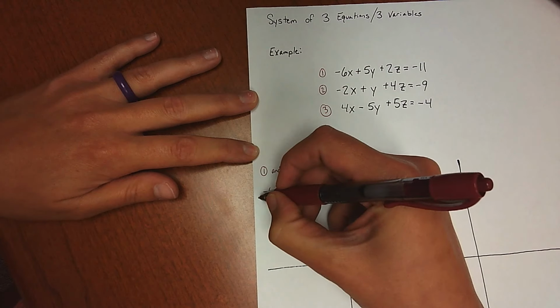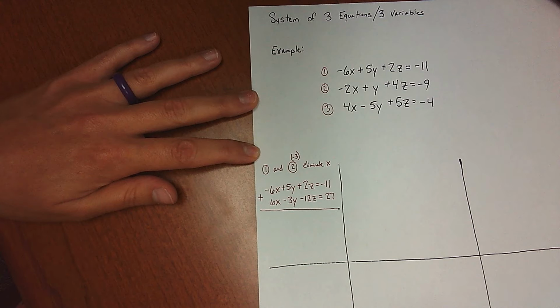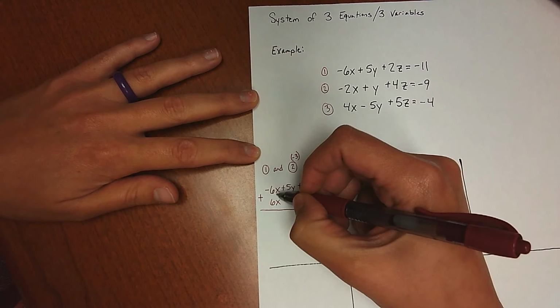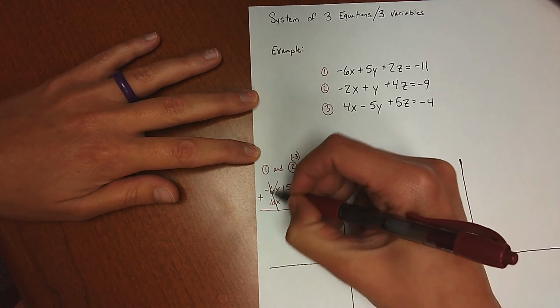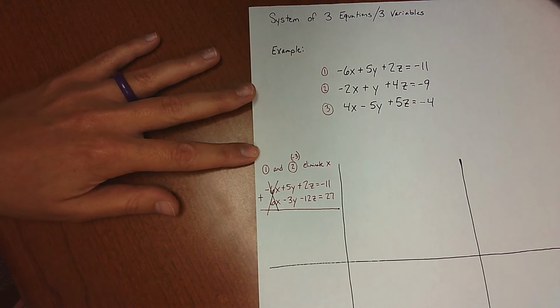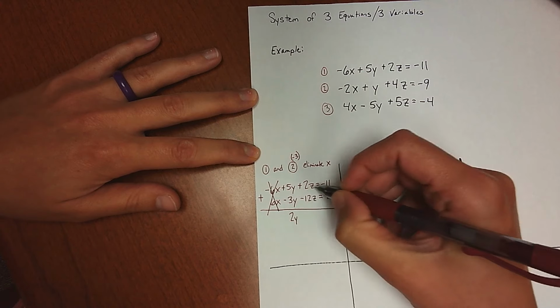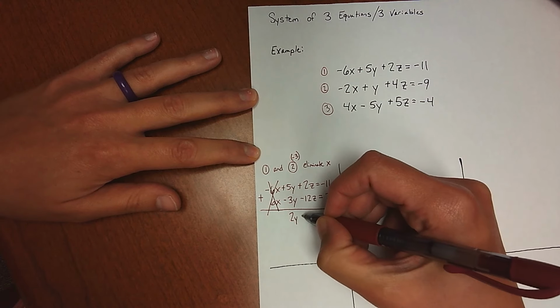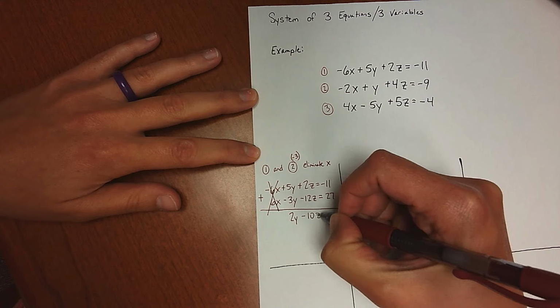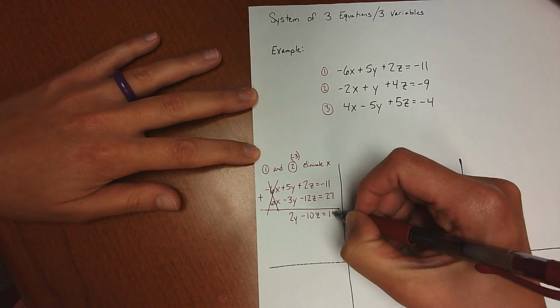Alright, perfect. So now what we need to do is combine the equations. So I'm going to add them together. And I see that when I do this, my -6x plus 6x cancels out. They eliminate. Why did they eliminate? Because I made it so they had the same number in front with opposite signs. Okay, so they were additive inverses. They canceled out. So then 5y minus 3y would give me 2y. And then 2z minus 12z would give me -10z equals -11 plus 27, which gives me +16.